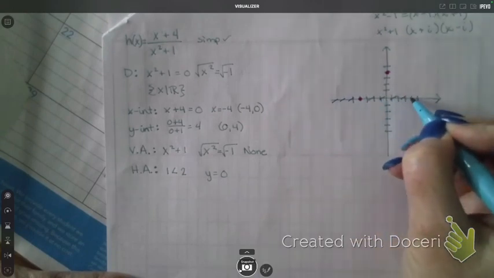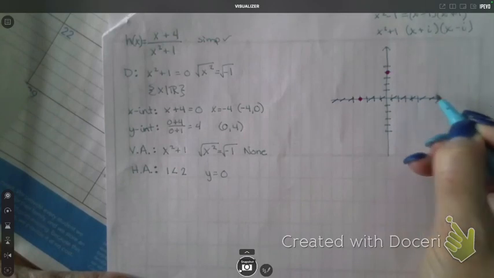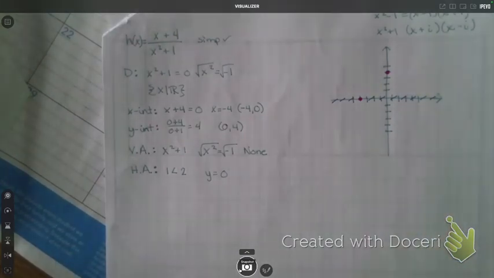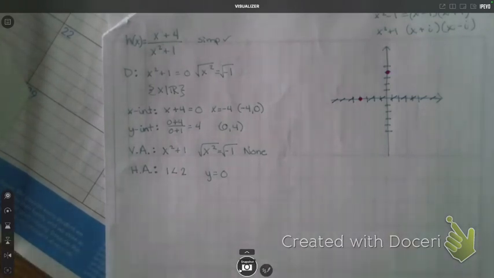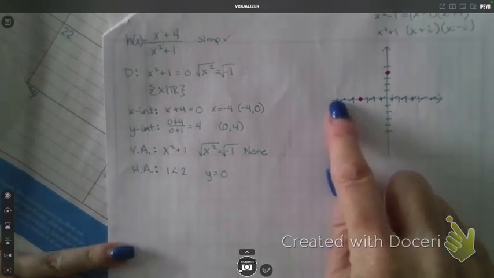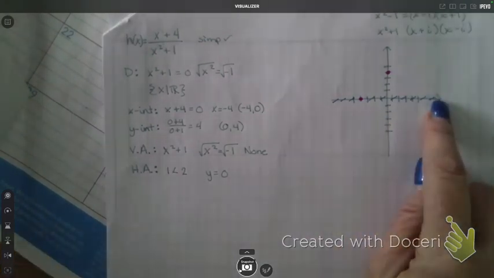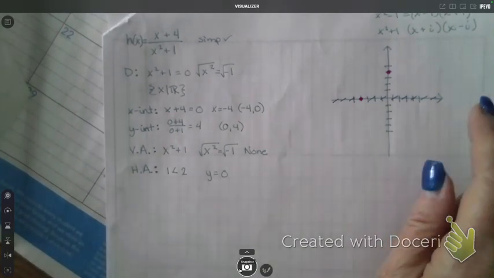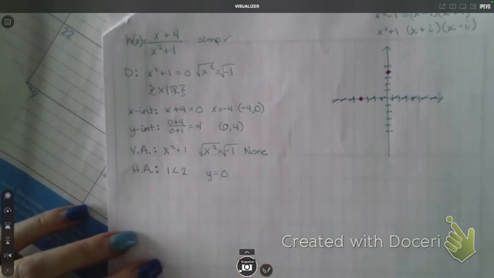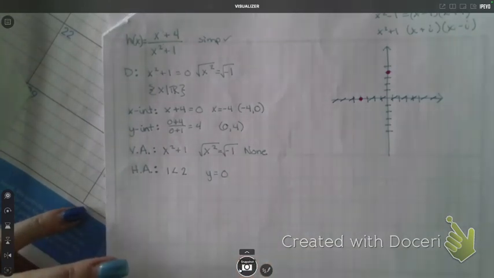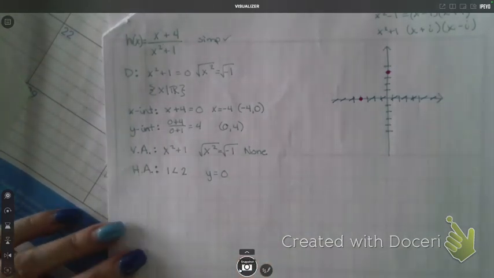Why are you doing that? The horizontal asymptote is 0. Why did you do it on the last one? Because they weren't on an axis. They were off. This one is on the x-axis, so you can't. Well, because it's y equals 0. That is the x-axis. Okay, so now I'm ready for interval analysis.